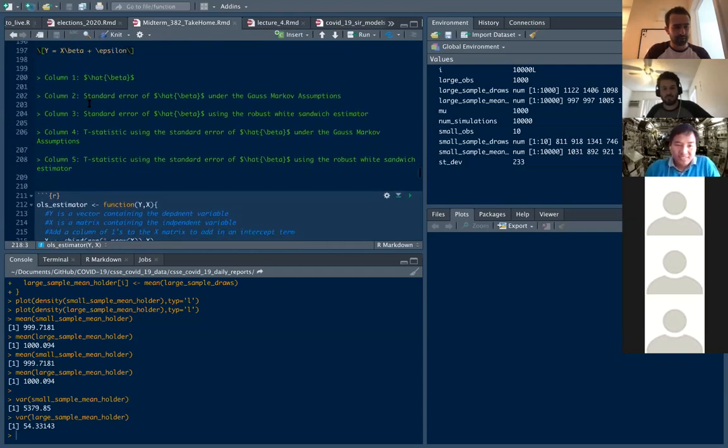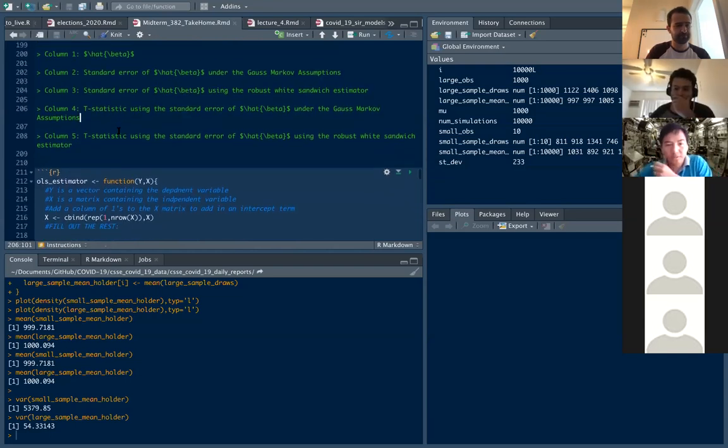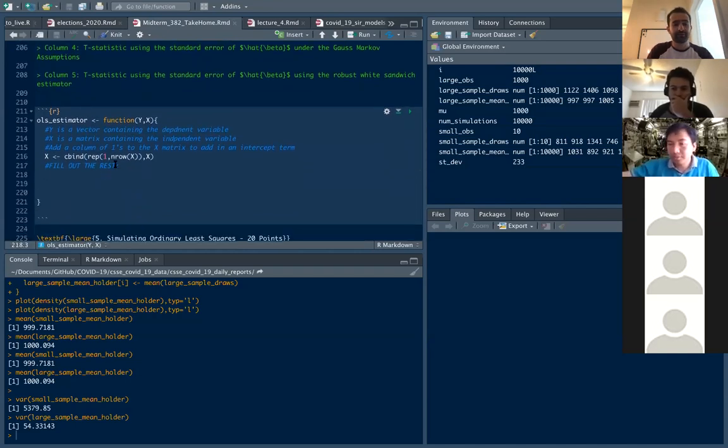Column 1 is going to be our beta hat. Column 2 is going to be our standard error of beta hat under the Gauss-Markov assumptions. Column 3 is going to be the standard error of beta hat under the robust White sandwich estimator. Column 4 is going to be t-statistics, and so is column 5. Okay, so first thing we need to do, we need to get our beta hat, right?